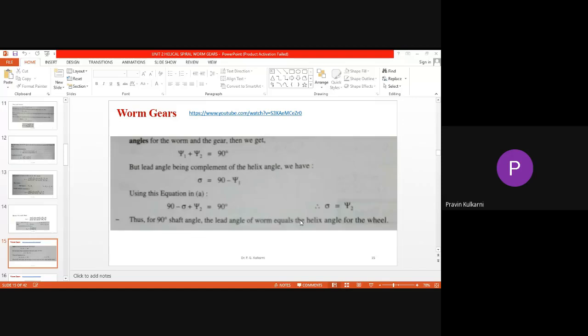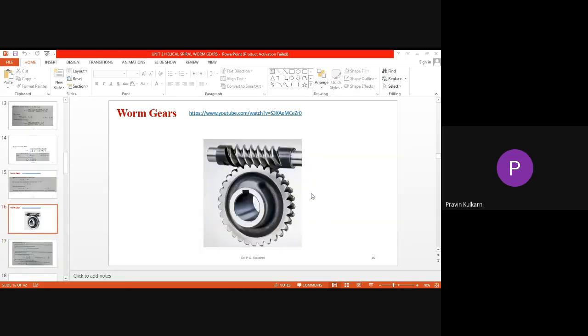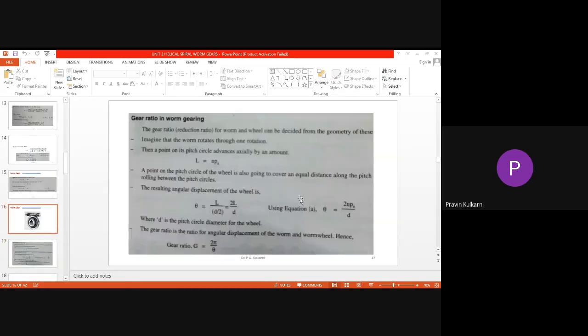Worm gears. In the case of worm gears, the lead angle of the worm is equal to the helix angle of the wheel. In design also we have seen that. While discussing worm gear design, we have seen that the shaft angle is 90 degrees. That is, ψ1 plus ψ2 is 90 degrees. Additionally, we have ψ1 plus lambda equal to 90 degrees. What is lambda? Lambda is the lead angle of the worm. So lambda is equal to ψ2. Isn't it? Now this we have discussed.